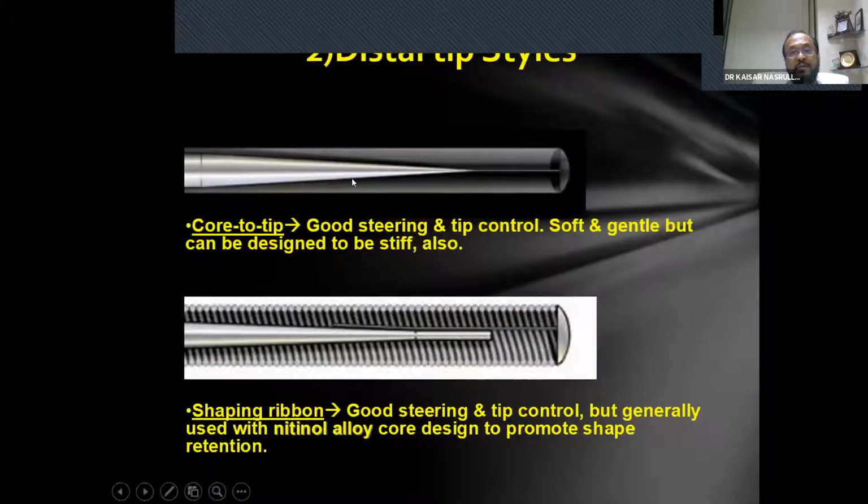Now distal tip styles. Sometimes, as we have said, it is core to tip, sometimes it is a shaping ribbon where the core doesn't reach up to the tip and is connected by a shaping ribbon. The core to tip wires are good torqueable, but those which have a shaping ribbon are not as well torqueable, but they are flexible to use.